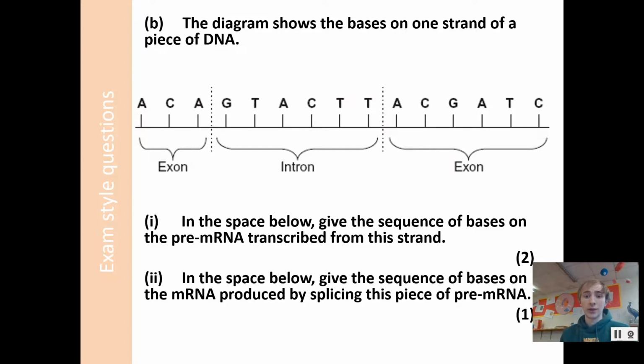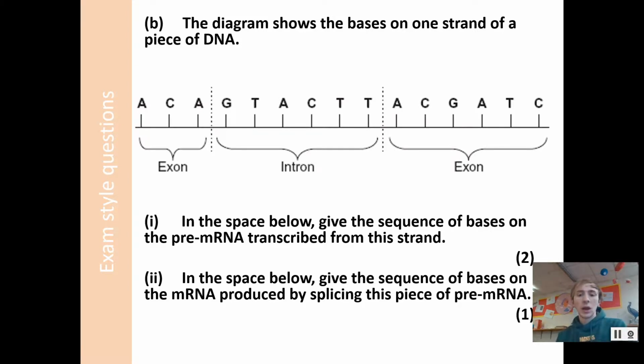That's 2 marks there. Give the sequence of bases on the mRNA produced by splicing. We just remove the intron. We keep the exon. They're excellent. And it should say UGU, UGC, UAG. That's the answer.